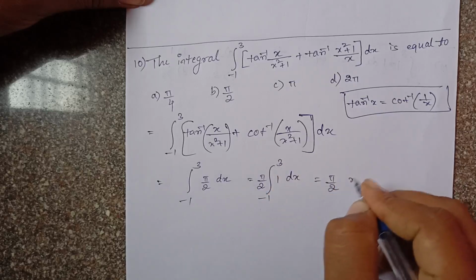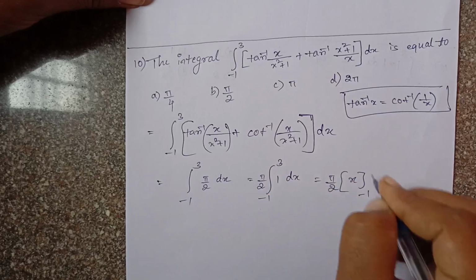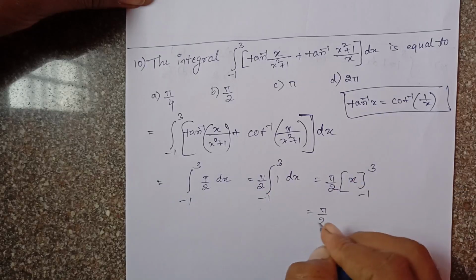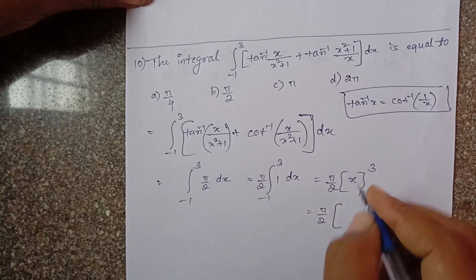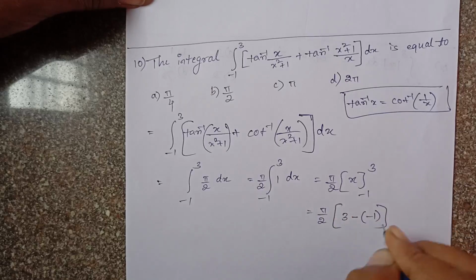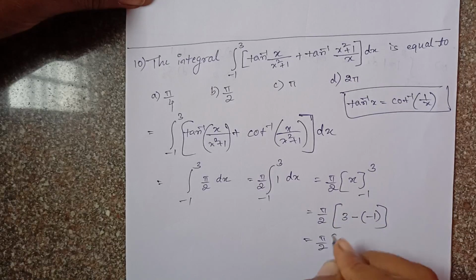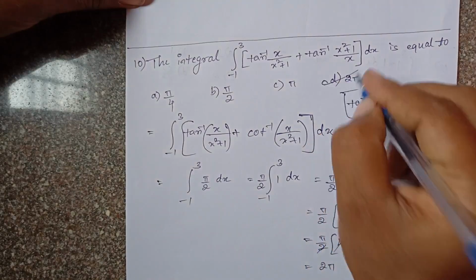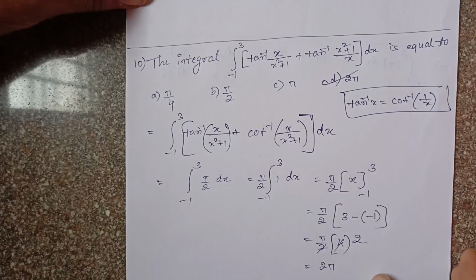What is the integration of 1 with respect to x? It is x from minus 1 to 3. Pi by 2 is outside, keep this as it is. Substituting the upper limit 3 minus the lower limit, that is minus 1. Pi by 2 into 3 plus 1, 4. 2 ones are 2, 2 twos are 4. So the answer is 2 pi. Which option here? Option D is correct.